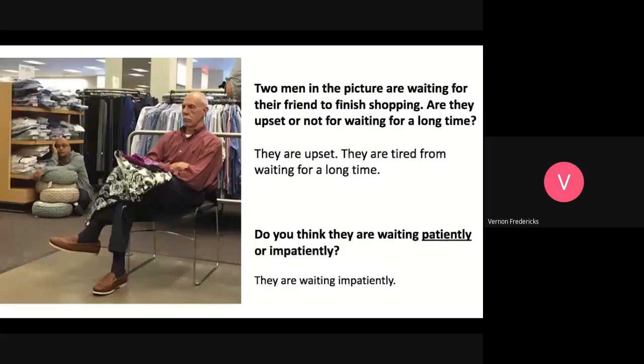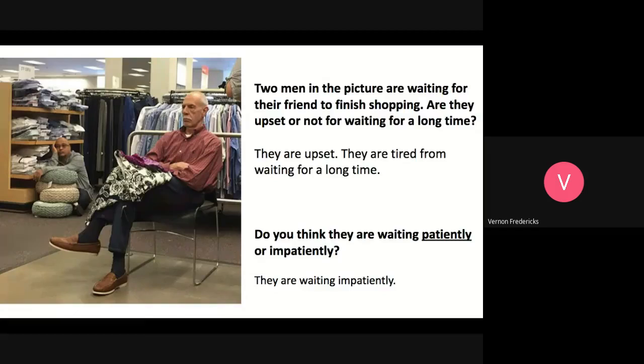Okay, and students, you can see this in the mall. Sometimes this is the men sitting outside in the shops, waiting for their wives to finish shopping. This is how their faces sometimes look. These men are upset. They are tired from waiting for a long time. Do you think they are waiting patiently or impatiently? Okay, they are waiting impatiently.